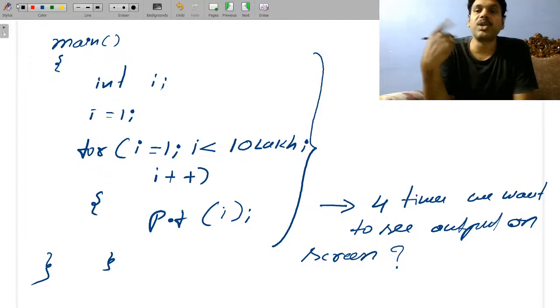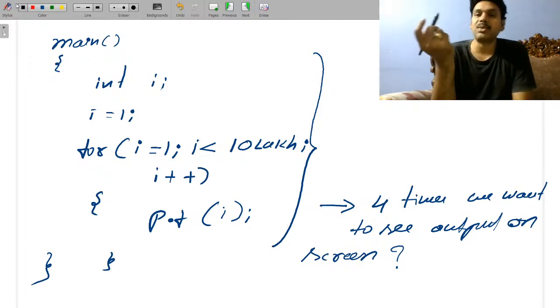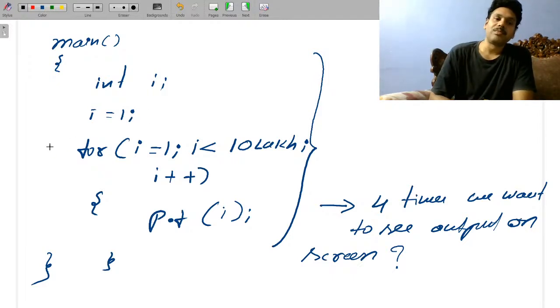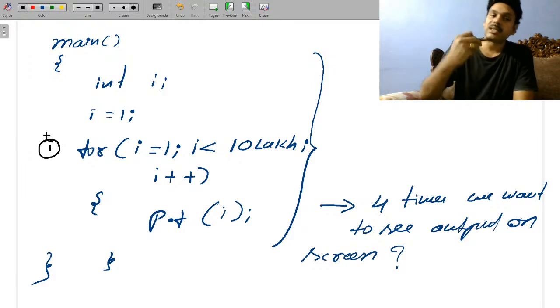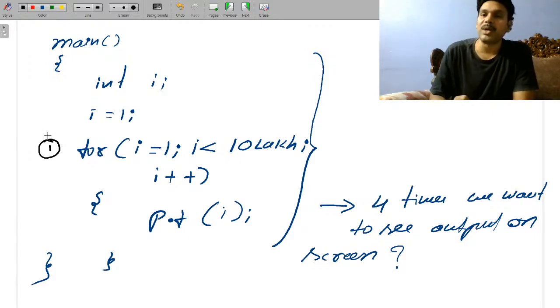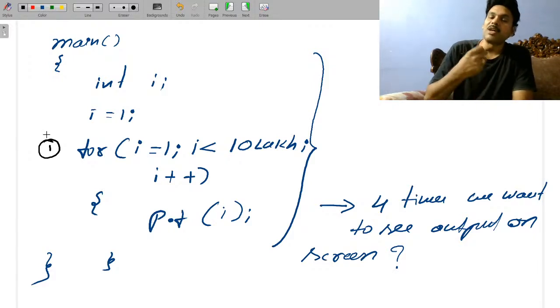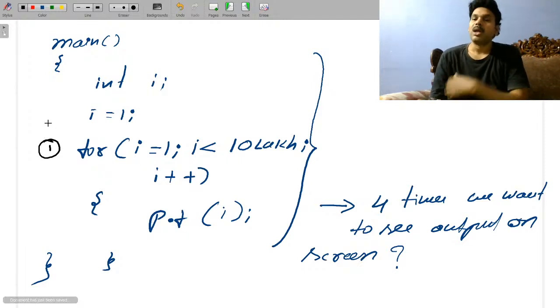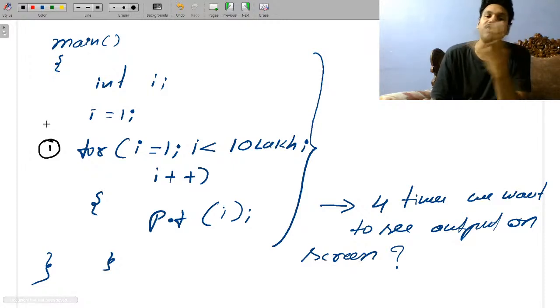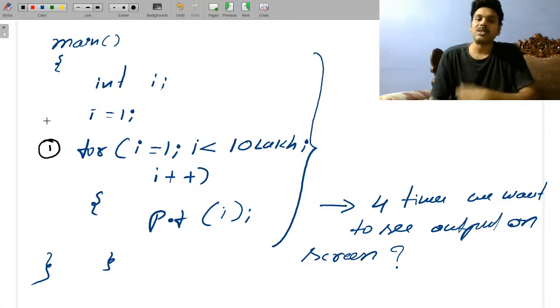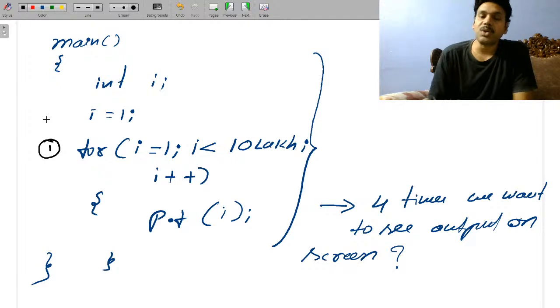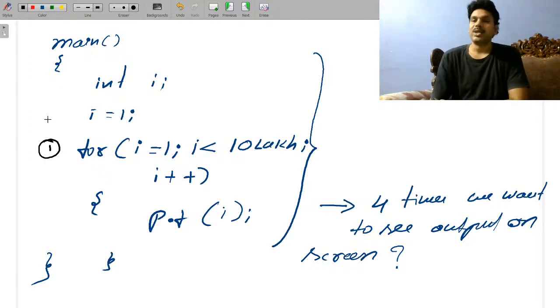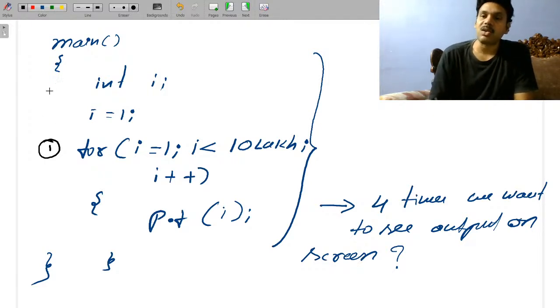I need to write 4 for loops. Yes or no? So this is the first for loop, and in the same program I will write the second for loop, then the third for loop, then the fourth for loop. Therefore, what is going to happen? Your main consists of 4 for loops, and each for loop is meant to generate 1 to 10 lakh numbers. Okay, we can survive in that concept.